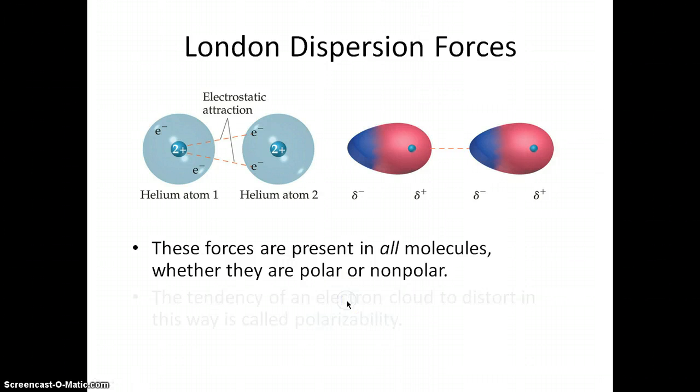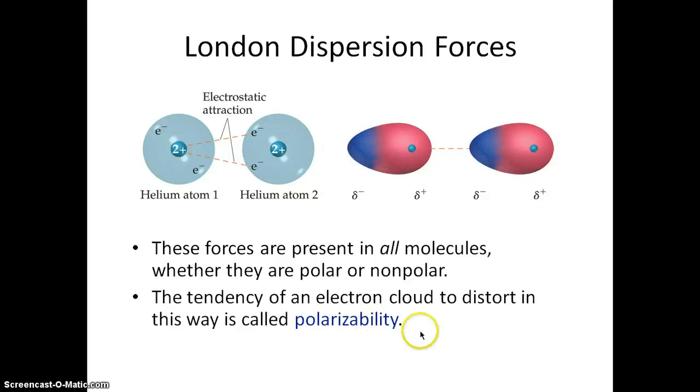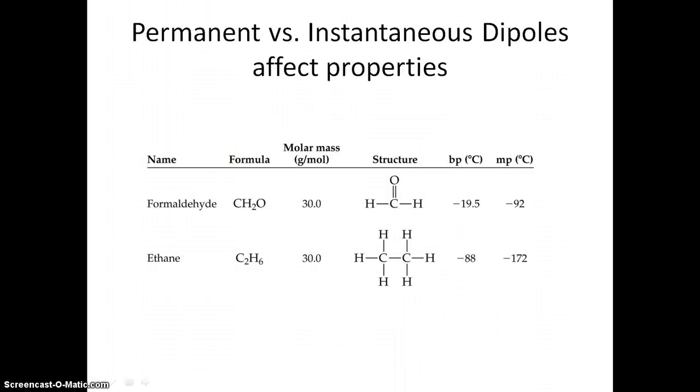These forces always exist. The tendency, like how easy it is for the electron cloud to distort like this, we call that polarizability. So permanent versus instantaneous dipoles definitely affect their properties. This one has a permanent dipole. This is the one we've been talking about before, which is formaldehyde.